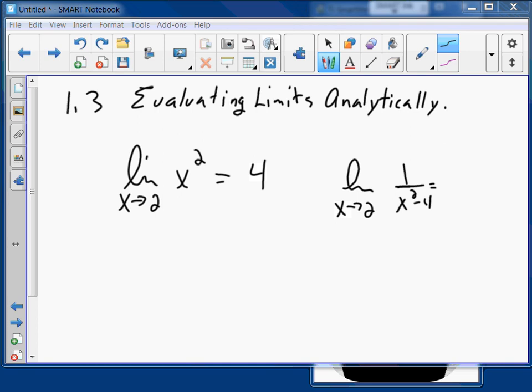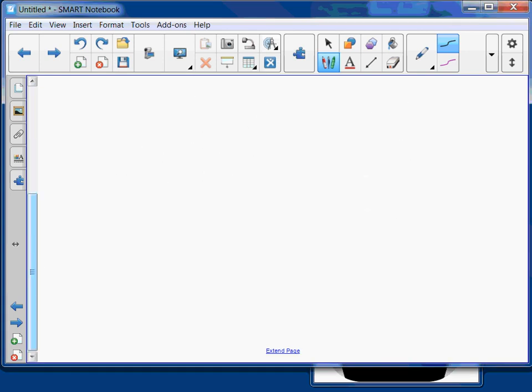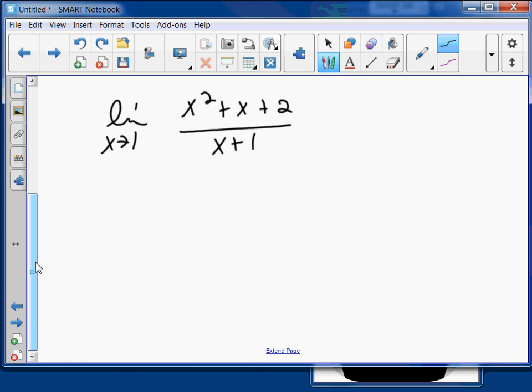Now, let's look at this one. What if we have the limit as x approaches 1 of x squared plus x plus 2 over x plus 1? Can you do a direct substitution here? Do we get division by 0? No, let's just do a direct substitution. That's 1 plus 1 plus 2, that's 4 over 2 is 2. Done. See how easy that is?